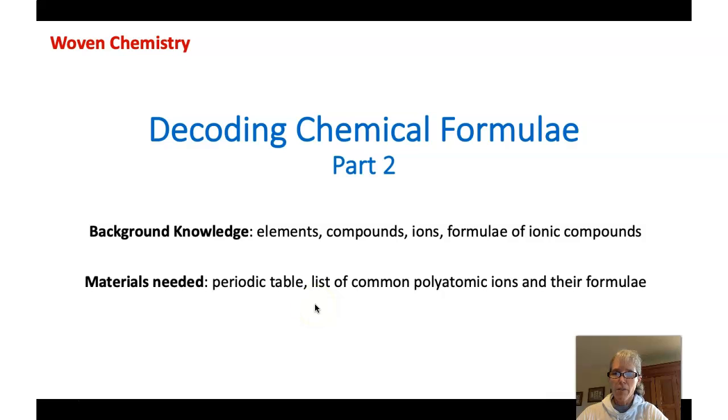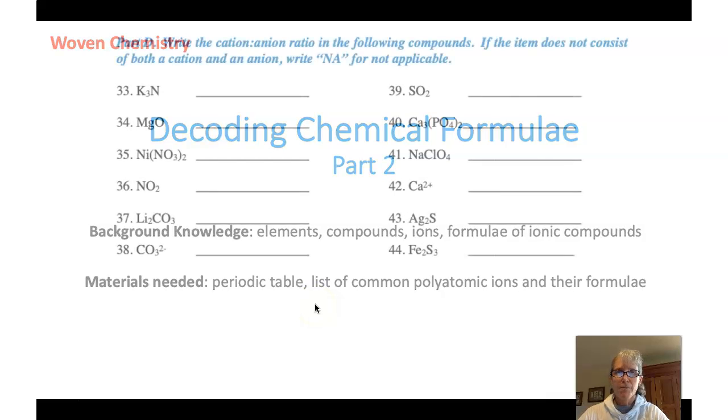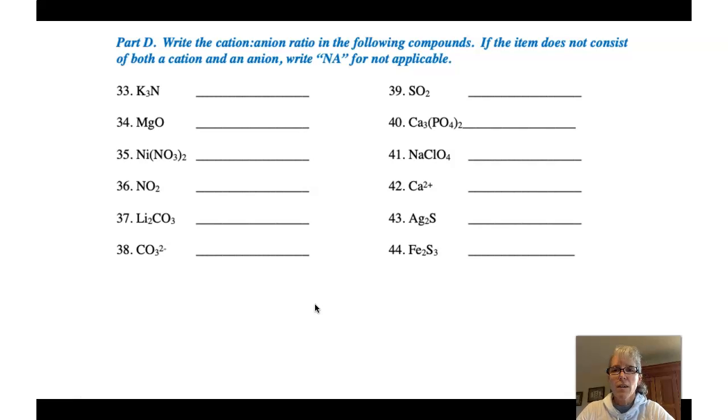Okay, so hopefully you've got your stuff ready. Let's get going. So what we're going to do here is I'd like you to write the cation to anion ratio in the following formulae. But be careful, if the item doesn't contain both a cation and an anion, write NA. Okay, so if it's not an ionic compound, then there's not a ratio of cation to anion, and just skip those. Okay, it's really important to be able to notice which ones you skip and which ones you write the ratio for. Okay, so as always, pause the video, get out a sheet of scrap paper, and write your answers, and I'll share the answers with you in just a moment.